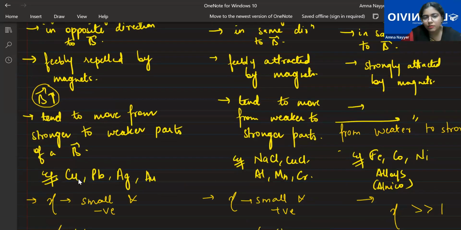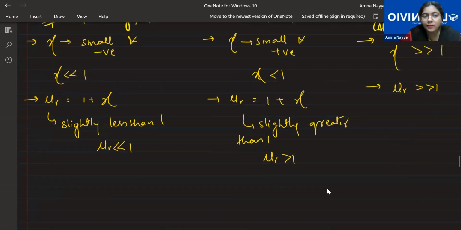Then some examples are there which you should remember: copper, lead. Just remember one or two. You don't need to remember silver, gold, and all the rest of it. Just remember two to three. That's sufficient. Sodium chloride, copper chloride, manganese, chromium, aluminium from the paramagnetic ones. And ferromagnetic: iron is the most important. Iron has to be mentioned. Cobalt, nickel. Then alloys like alnico, aluminium, nickel, and cobalt. Alloys are also present in the category of ferromagnetic substances. So these differences you'll have to learn and remember.